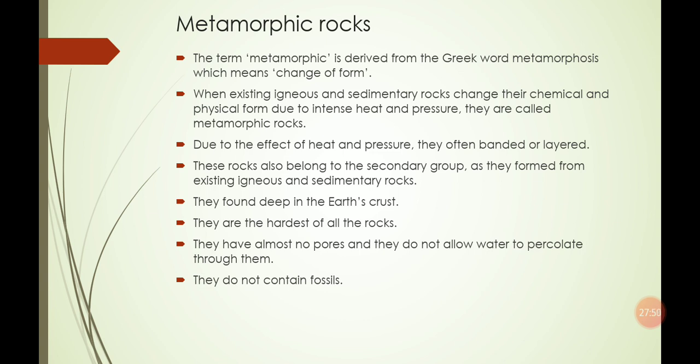Metamorphic comes from the Greek word metamorphosis, which means change of form, one thing changing into another. And how do they form? When igneous and sedimentary rocks get changed chemically or physically because of heat and pressure, they are converted into metamorphic rock, and because of the heat and pressure, they form in layers. They are also from the secondary group because they form from igneous and sedimentary rocks.